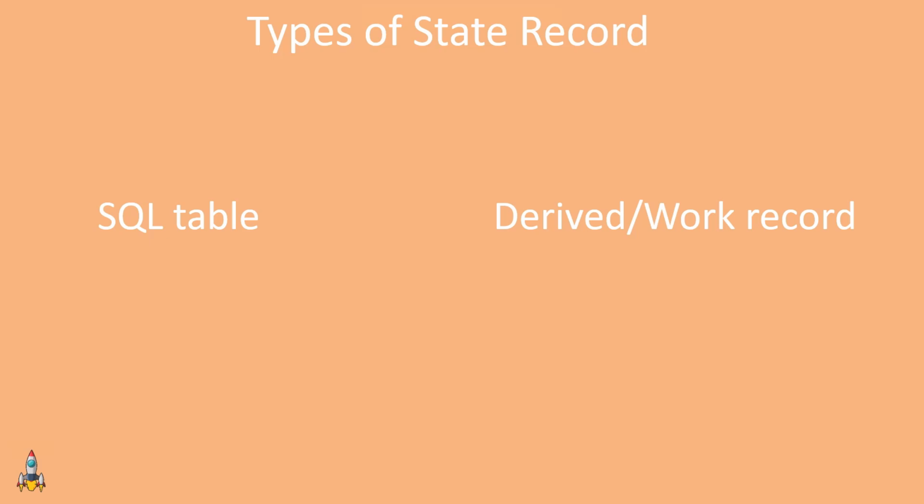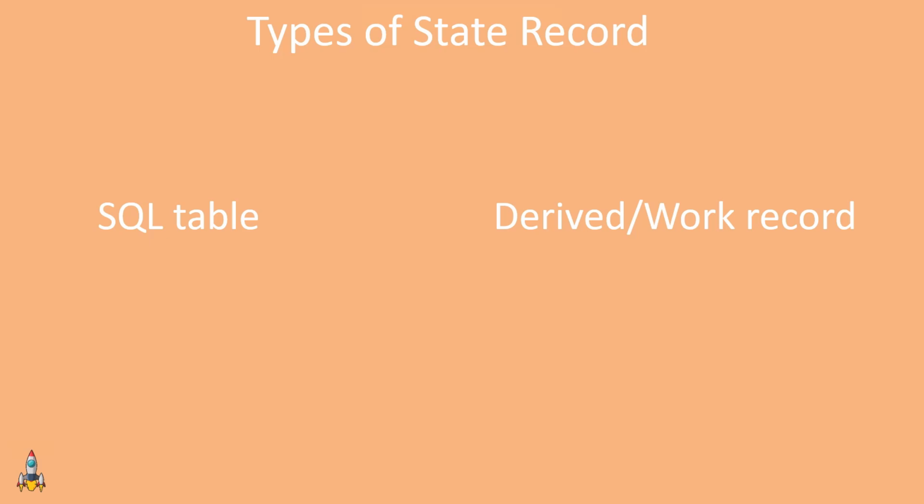That is not the case with a SQL table. It can still hold values in the database. So how to decide whether to use a SQL table as a state record or whether to use a derived work record as a state record? If you are creating an application engine program which needs restart functionality because it is processing huge rows of data, then we should go with a SQL table.